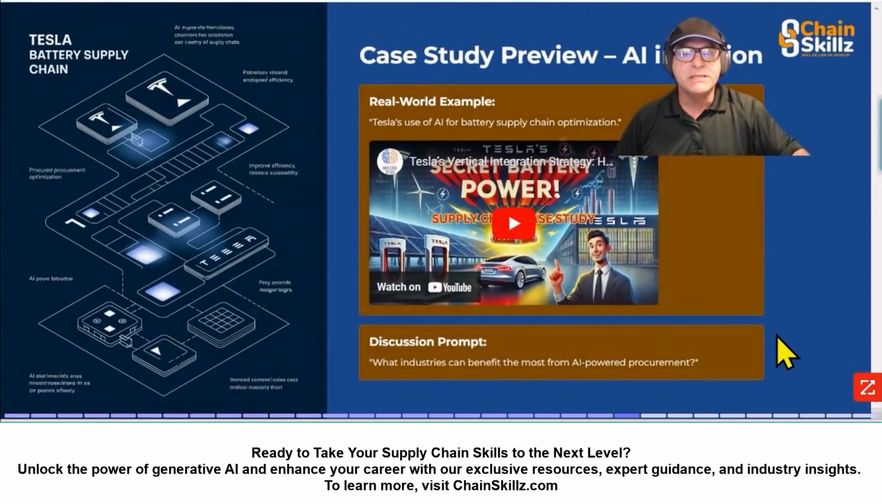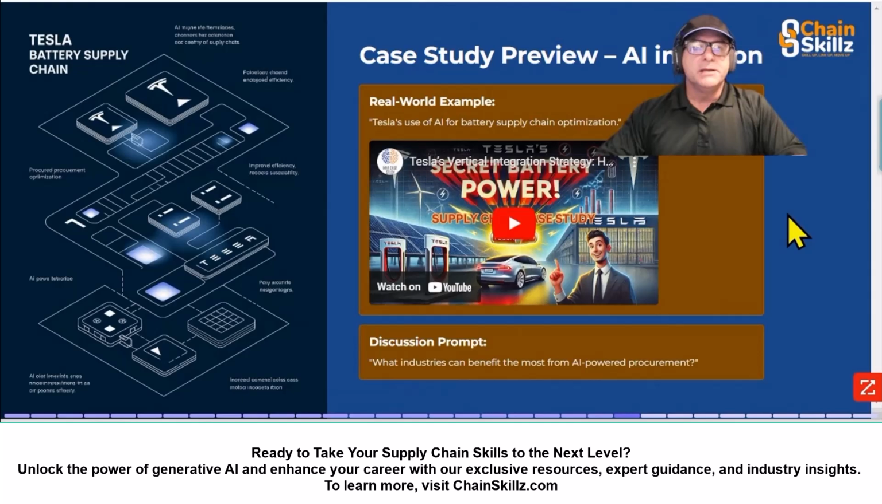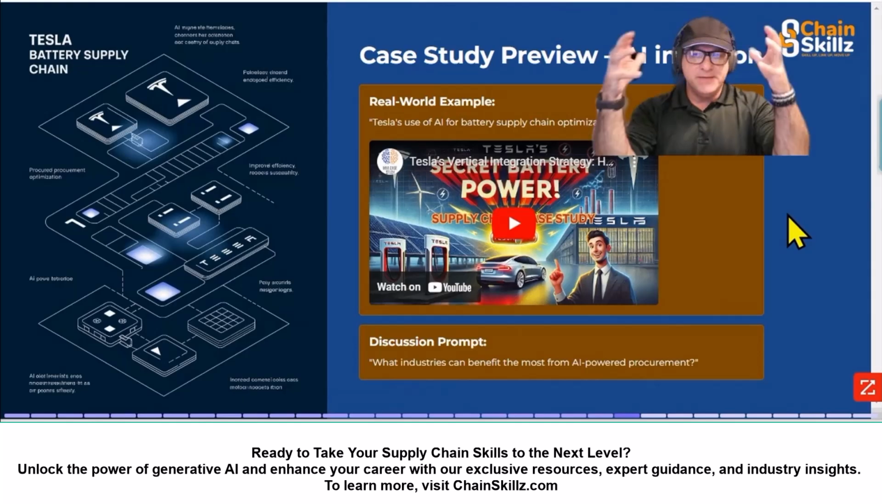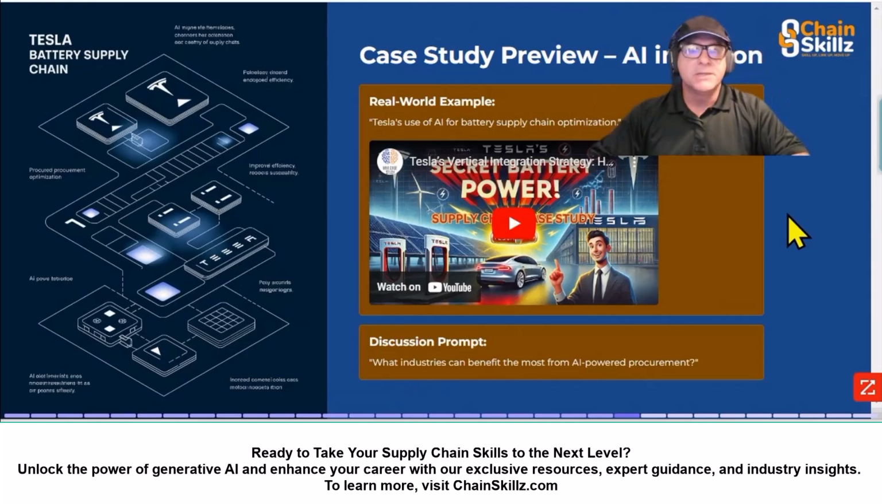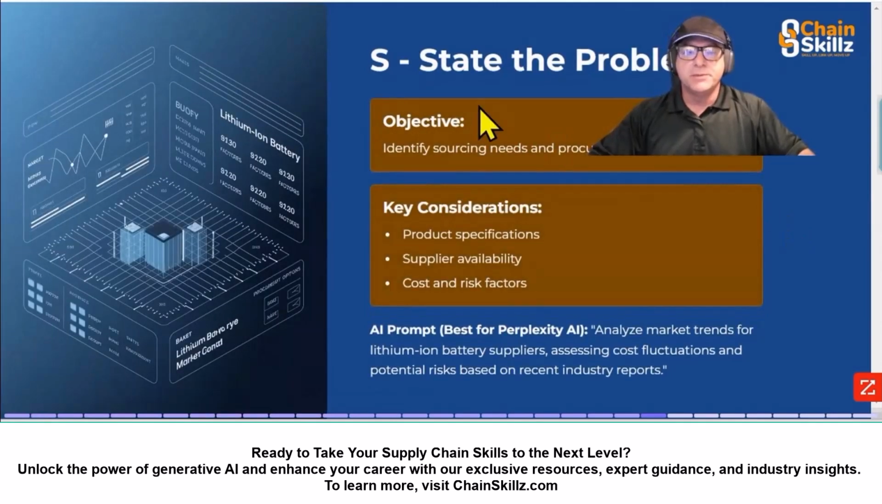Now, here's a link. You can go and find Tesla's vertical strategy in regards to batteries. Check that out. Pretty cool. It'll give you some idea of what the EV battery supply chain is all about. And here, first, state the problem. Right? Identify sources, needs, procurement challenges, product specifications, supplier availability, cost, and risk factors.